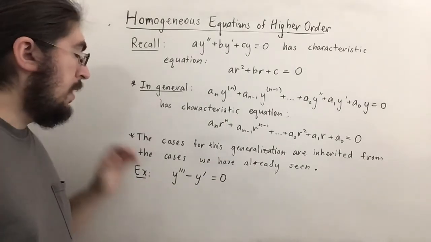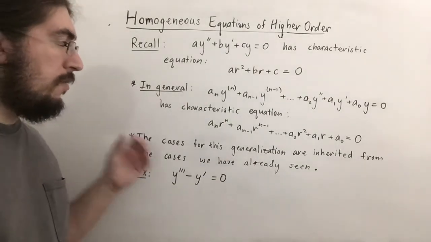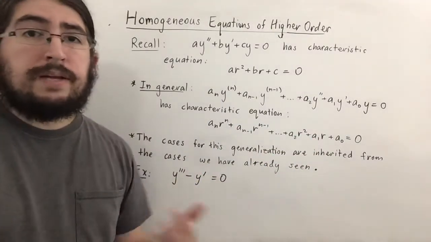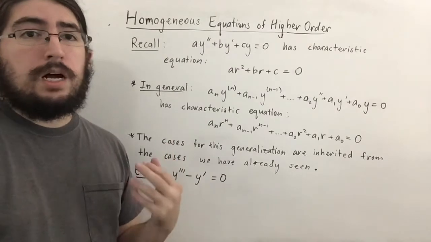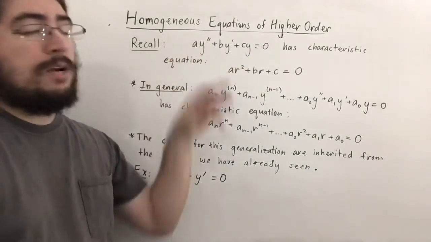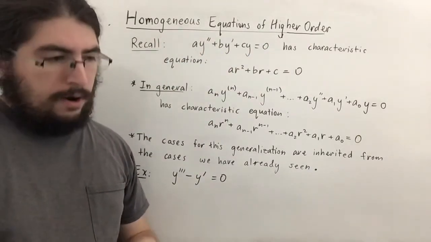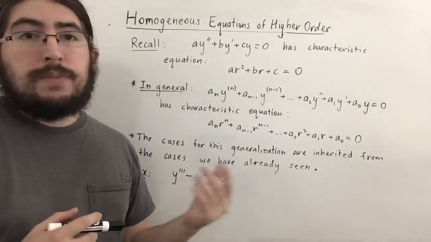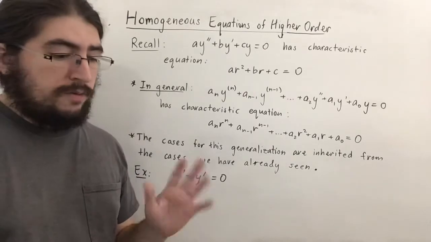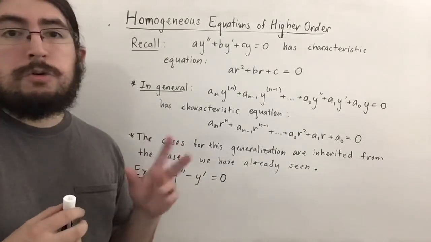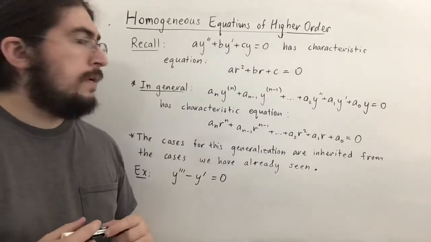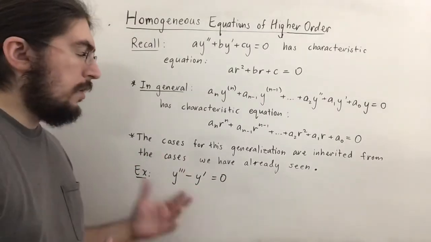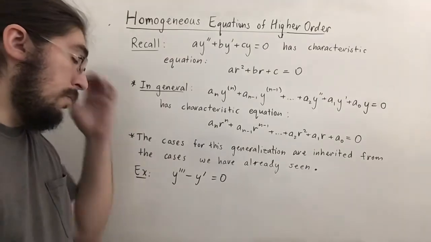Okay, awesome. Now, let me say that the cases for this generalization are inherited from the cases we have seen already. So think back to the three cases we saw for this second order type of equation, where either the solution has two distinct real numbers, one repeated real number, right, multiplicity 2 if you remember that, and two complex conjugate solutions. So those were the three cases, and we'll actually explore that in a little bit afterwards. But right now, let's take a look at this example, and let's see where to go from here.